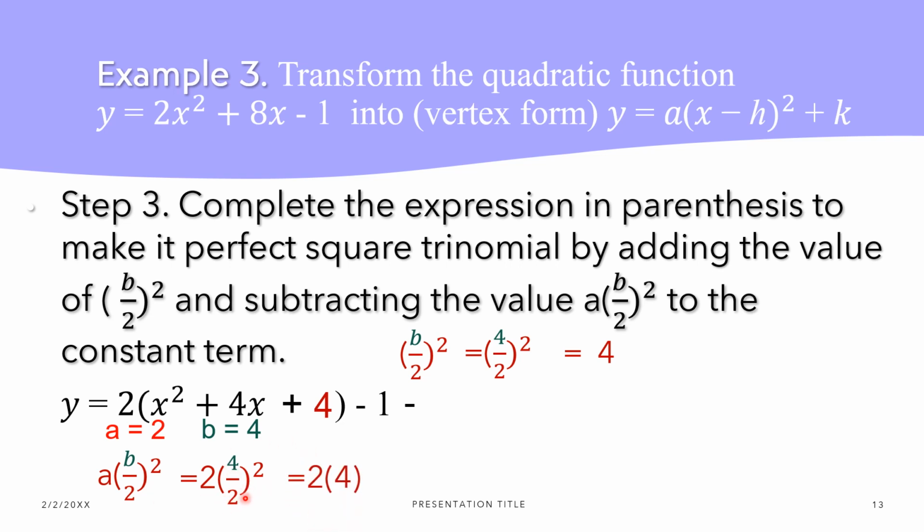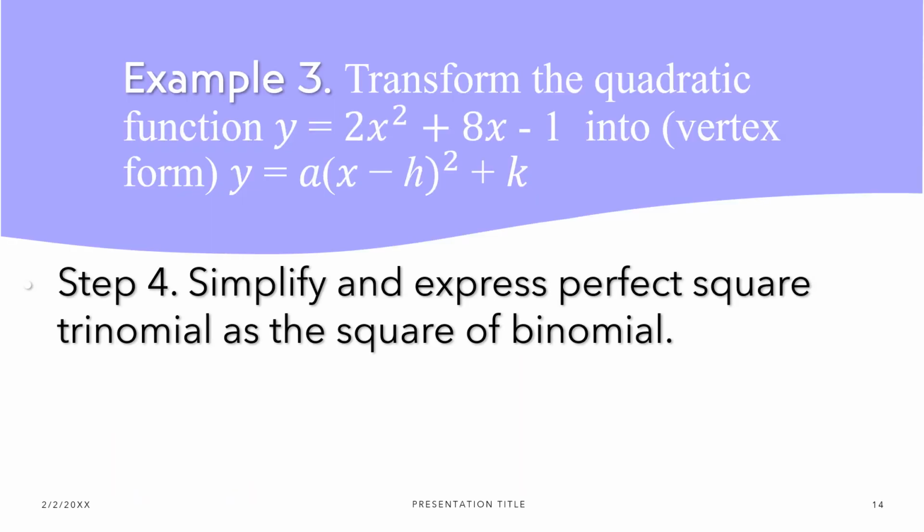Then we simplify. Again, we simplify first the one with the exponent. So, 4 divided by 2 squared, that is 4 times 2, that is positive 8. So, what we will subtract here is 8. Then, let's proceed to step 4.